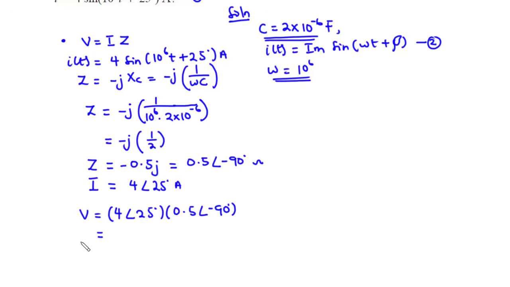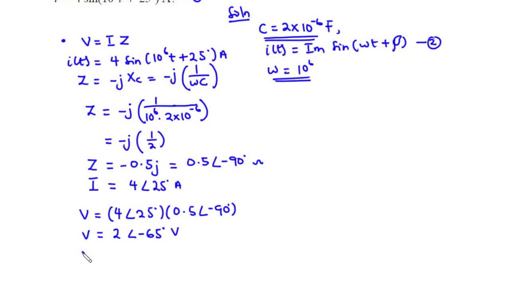Now to multiply this, first of all we are going to multiply the modulus, or better still the magnitude, so 4 times 0.5 is 2. So we have 2 polar. Now the phase angles we are going to add them. So 25 plus negative 90 is negative 65. So we have the voltage to be 2 polar negative 65 degrees.